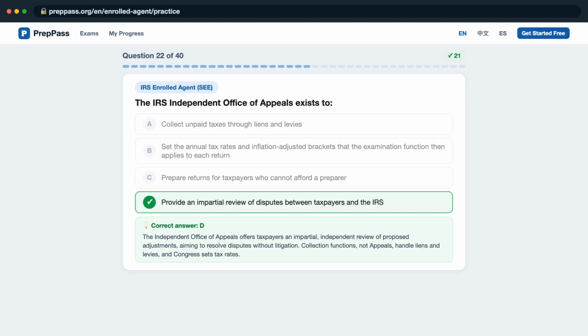The Independent Office of Appeals offers taxpayers an impartial, independent review of proposed adjustments, aiming to resolve disputes without litigation. Collection functions, not appeals, handle liens and levies, and Congress sets tax rates.